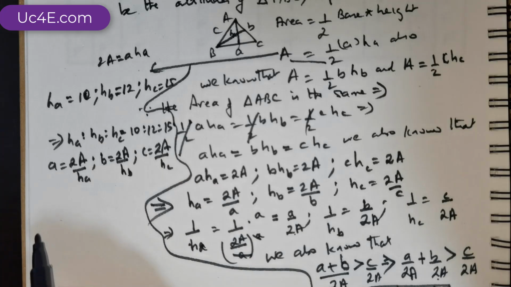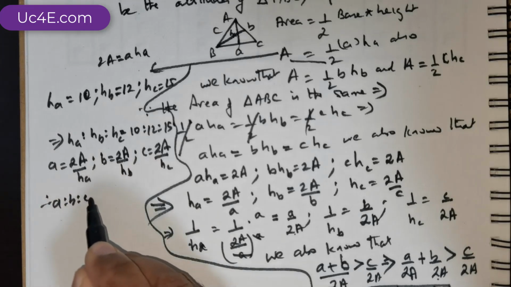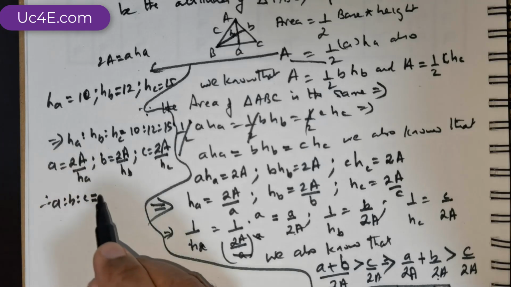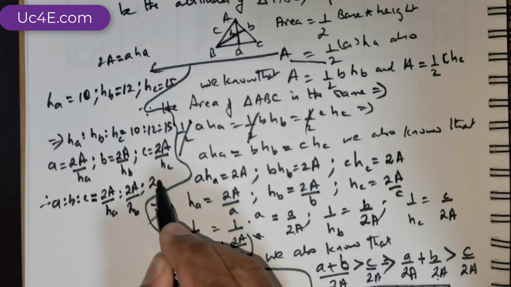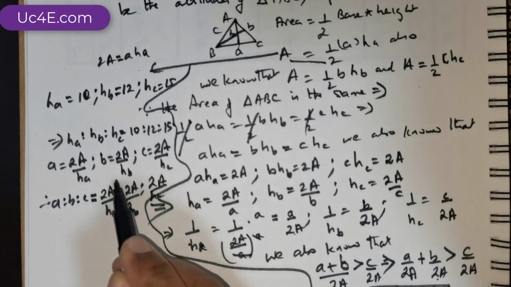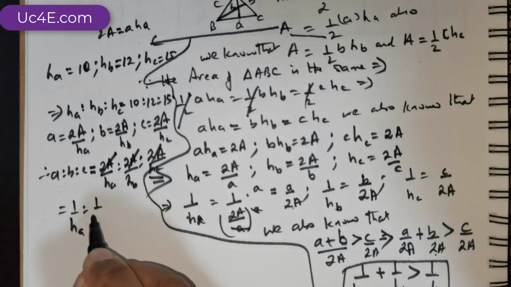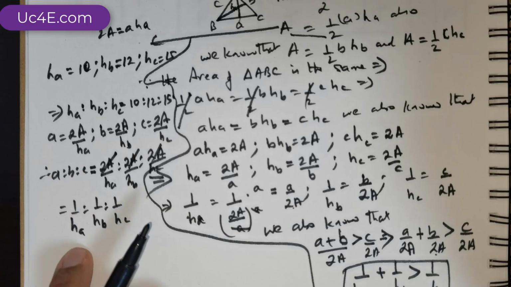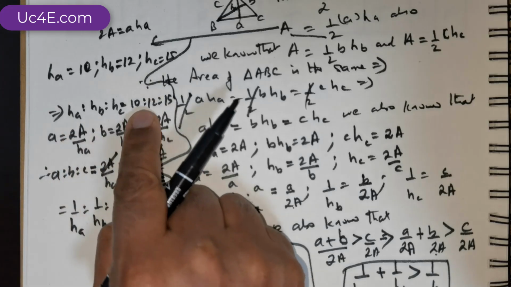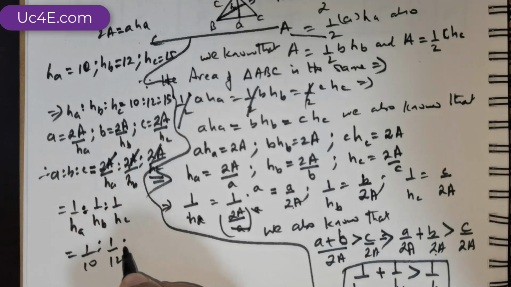Now what I wish to do is take the ratio of a is to b is to c. So a is to b is to c is nothing but 2A over h_a is to 2A over h_b is to 2A over h_c, right? So my 2A gets cancelled, so this is nothing but 1 over h_a is to 1 over h_b is to 1 over h_c. So this is a is to b is to c. But what is h_a? h_a is actually 10, h_b is 12, h_c is 15. So this can be rewritten as 1 over 10 is to 1 over 12 is to 1 over 15.